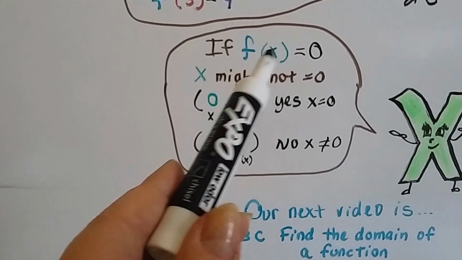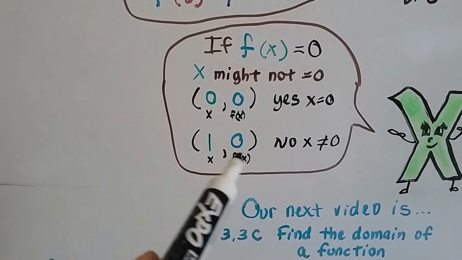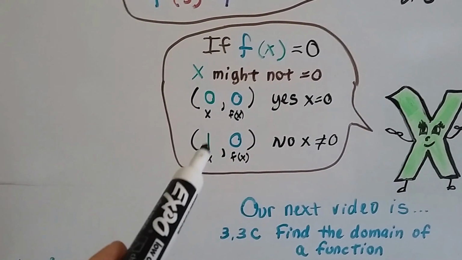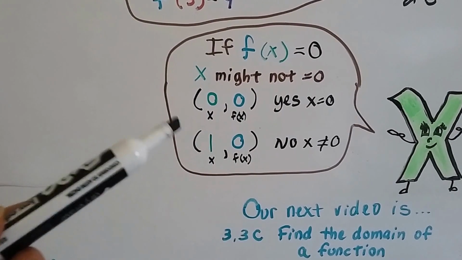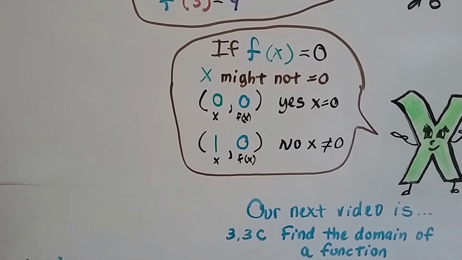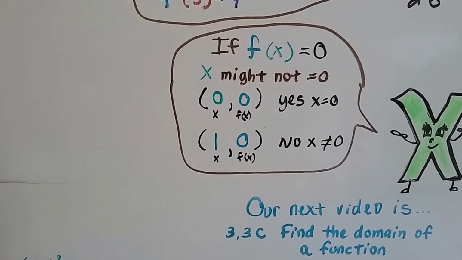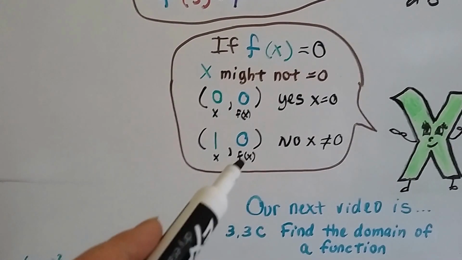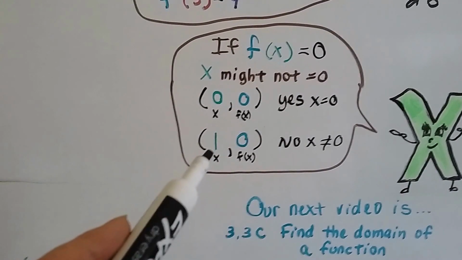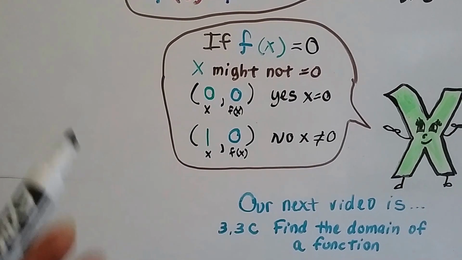So if the function of x equals 0, x may not equal 0. See? It's almost so easy that it looks confusing. Okay? It's really, really simple concept. If y equals 0, does x have to equal 0? No, x could be any number, right?